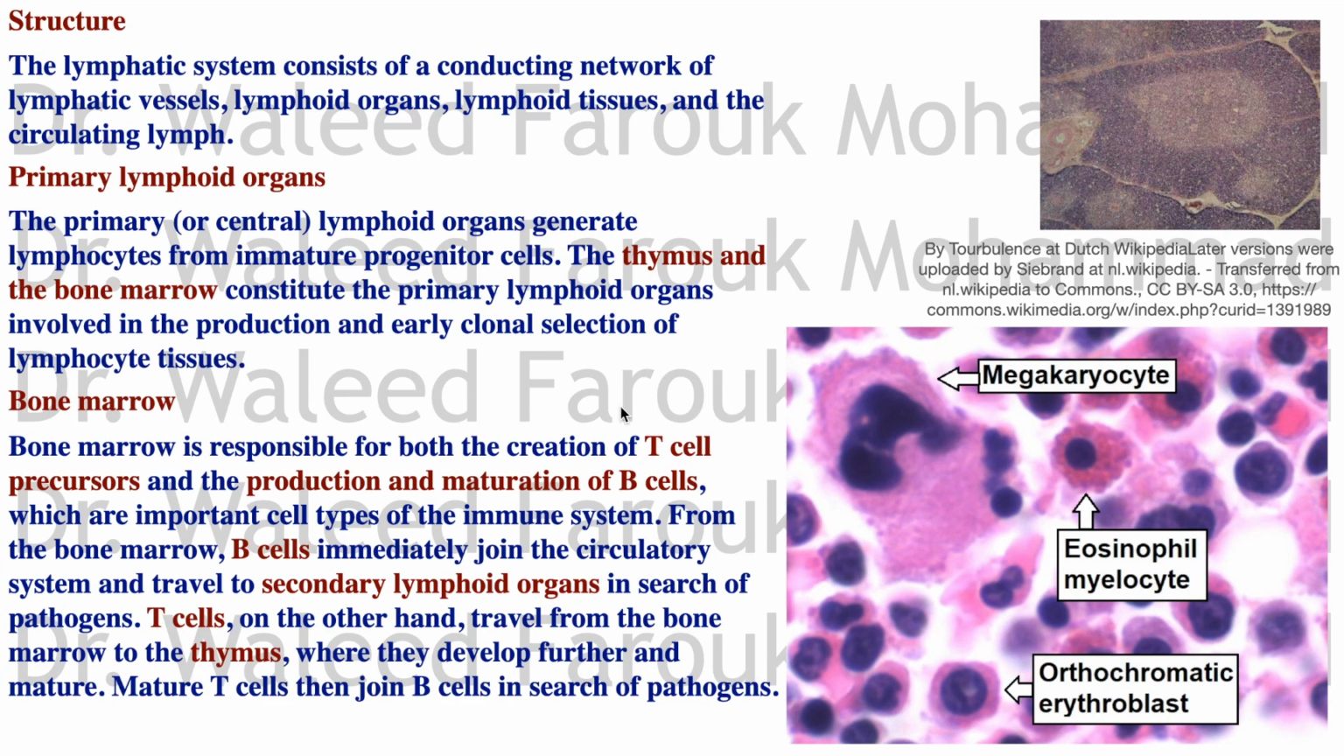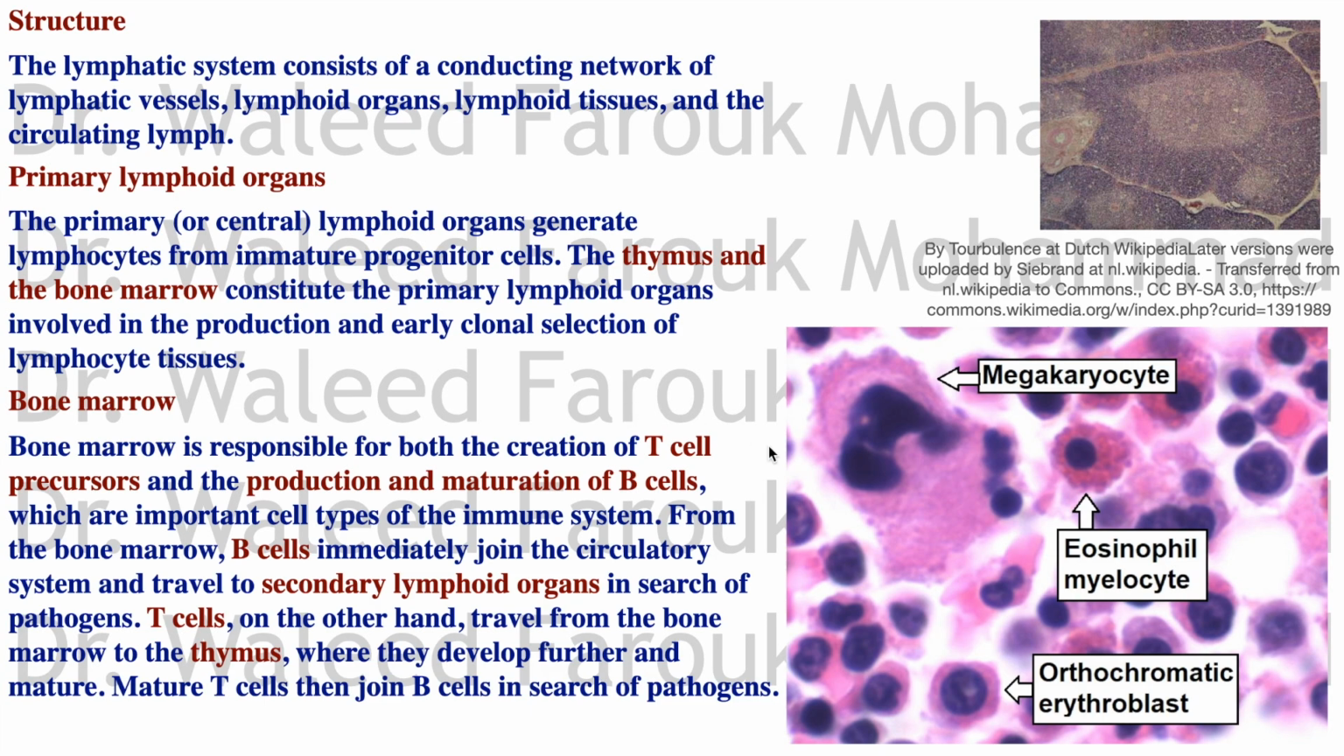The primary lymphoid organs are responsible for generating lymphocytes, and examples of which are the thymus and the bone marrow. They are involved in production and early selection of lymphocyte tissues.